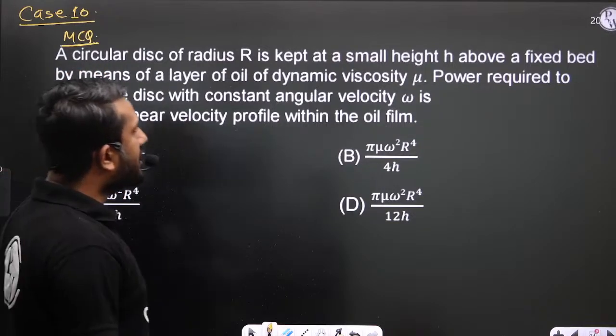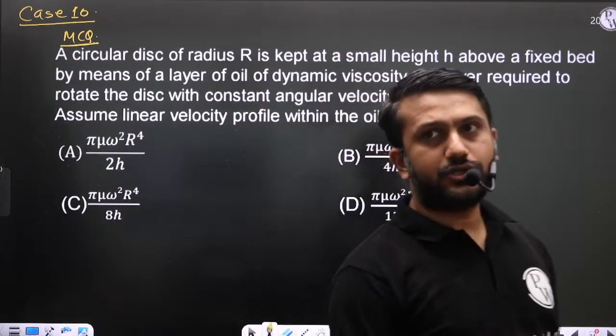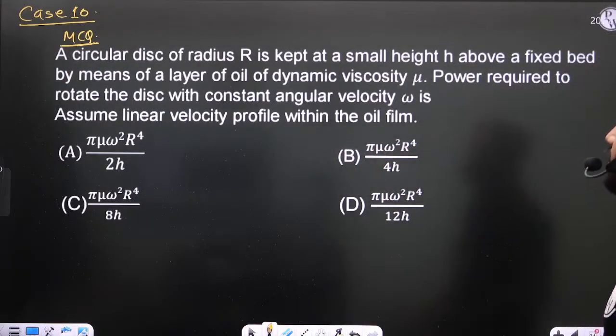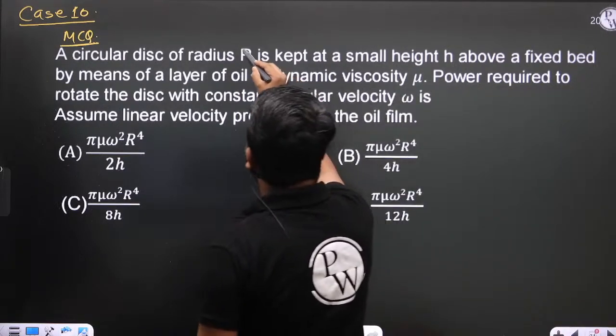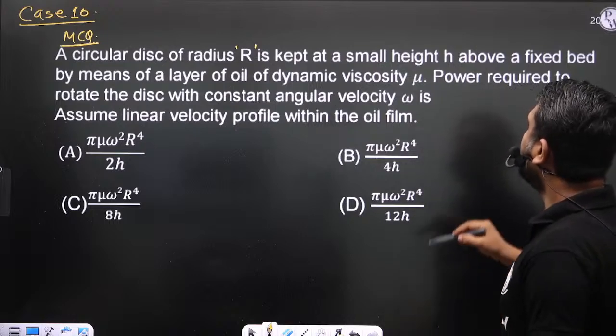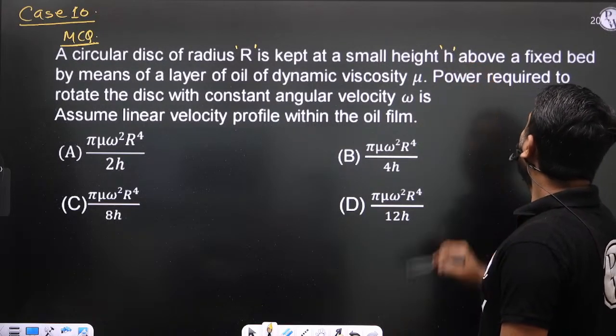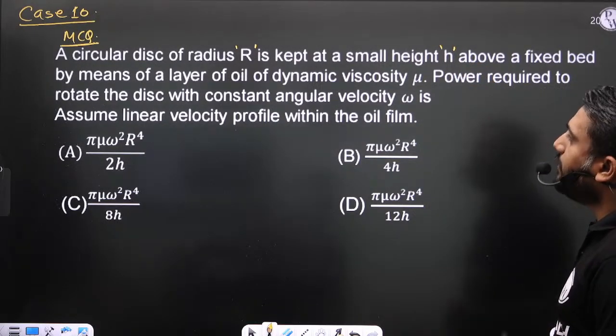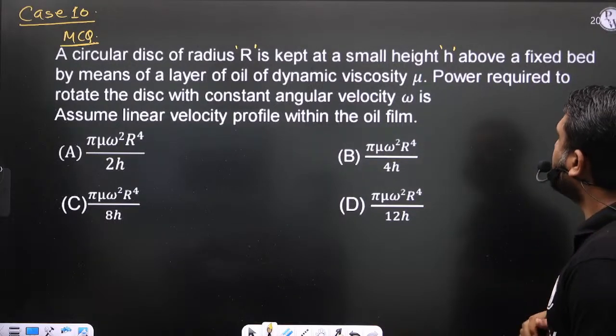Okay. Now read the question carefully. A circular disc of radius R is kept at a small height h above a fixed bed by means of a layer of oil of dynamic viscosity mu.